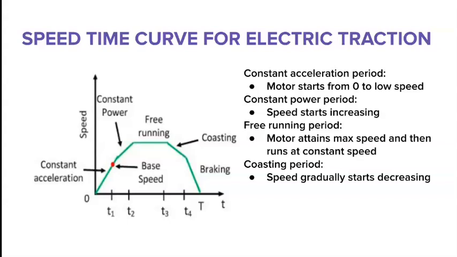Now what is the last period? That is braking period. What is braking period? You should recall by now, in braking period, the brakes are applied to the train and train stops. So that means the speed becomes zero. So this speed time curve for electric traction also suggests that the traction motor, whichever we choose, should be a variable speed motor.